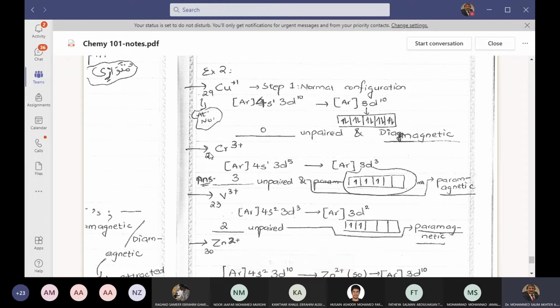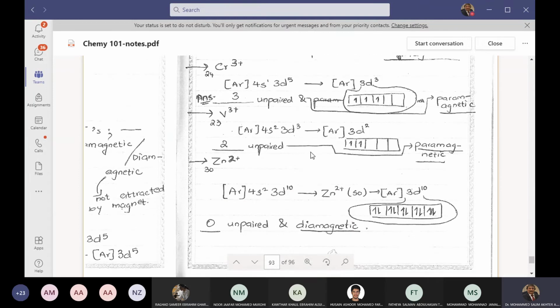Cr3 plus. Atomic number 24. Write down the original normal configuration: Ar 4s1 3d5. 3 plus means I lost 3 electrons, 1 from here, 2 from here. So it will be Ar 3d3. I know that d has 5 boxes, so 1 here, 1 here, 1 here. So how many unpaired electrons? 3 unpaired electrons. Either it is para or di? So para.